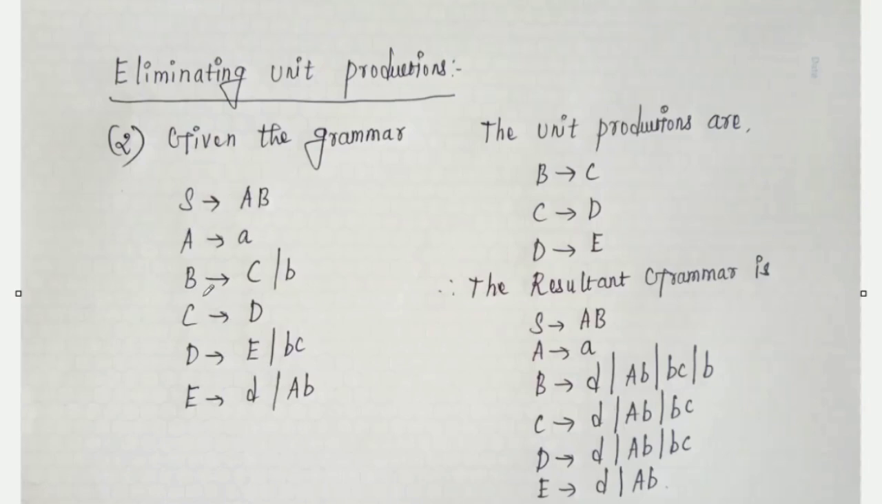Therefore, the resultant grammar is S tends to non-terminal symbols AB. A tends to terminal symbol a, then B tends to terminal symbol D or non-terminal symbol A followed by terminal symbol b or bC or b. Next, C tends to D or non-terminal symbol A followed by terminal symbol b or bC. D tends to D or non-terminal symbol A followed by terminal symbol b or bC. And last, E tends to D or non-terminal symbol A followed by terminal symbol b. Here E tends to D or AB.